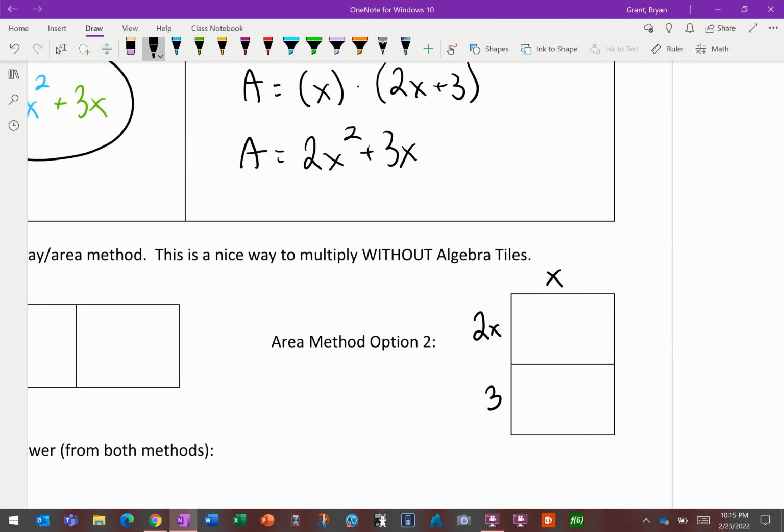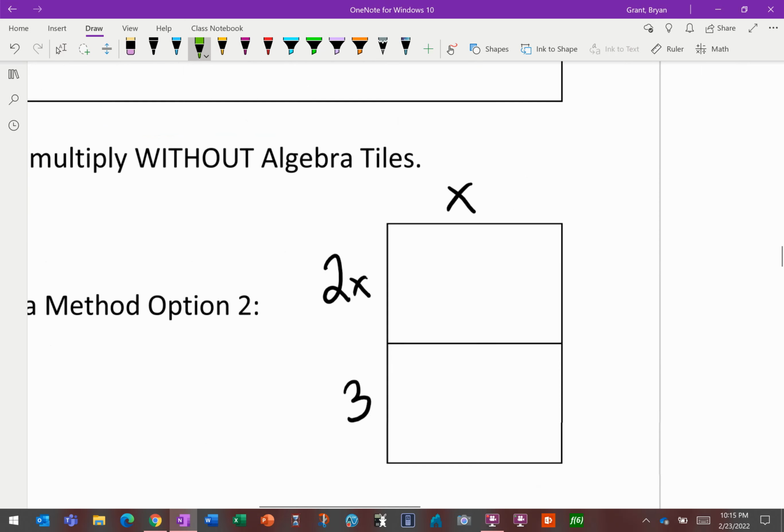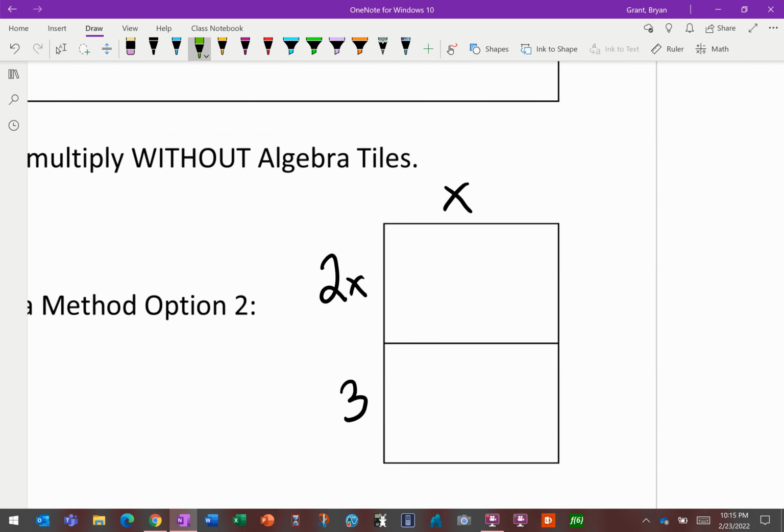Once you're here, we would have to find the insides. And the insides, because this is area, are found from multiplication. So this guy here, you would do 2x times x, and you usually wouldn't show that step. We saw before 2 times x times x. The 2 has nothing to multiply with, but x times x makes x squared. And then, down below, we would have to do 3 times x, which is just 3x.